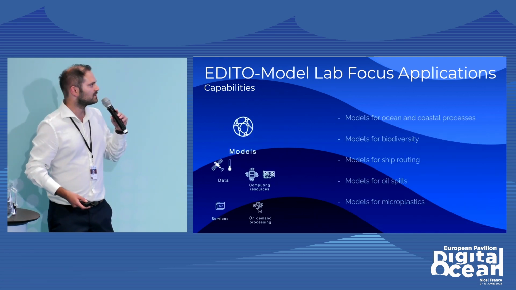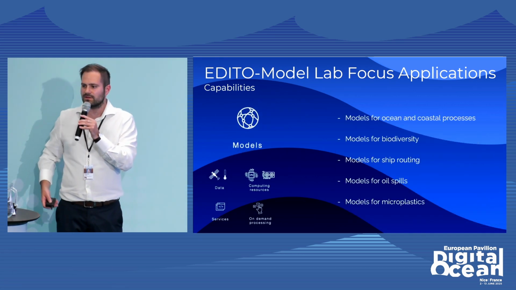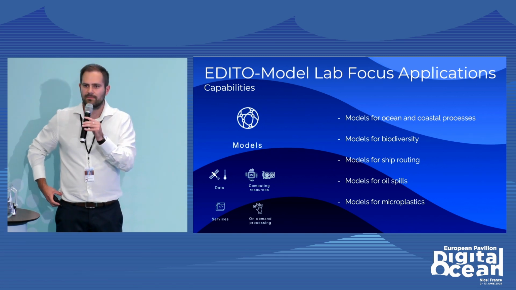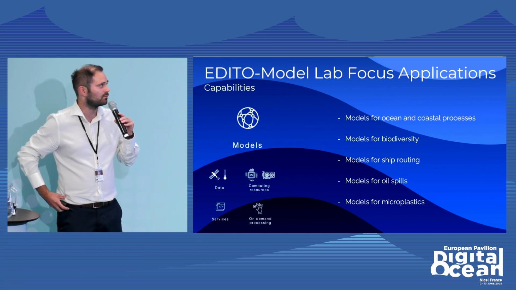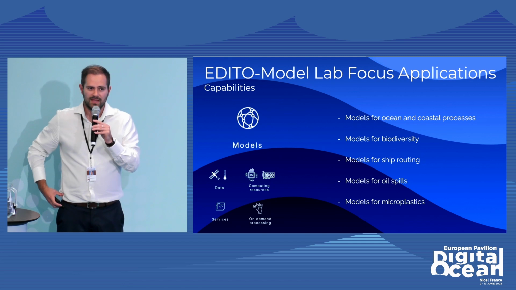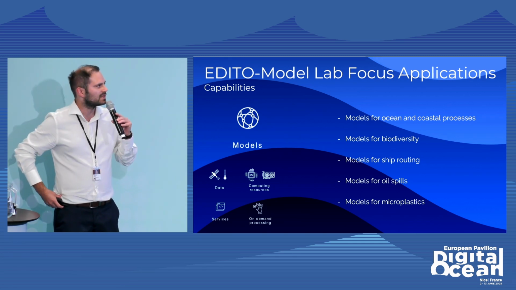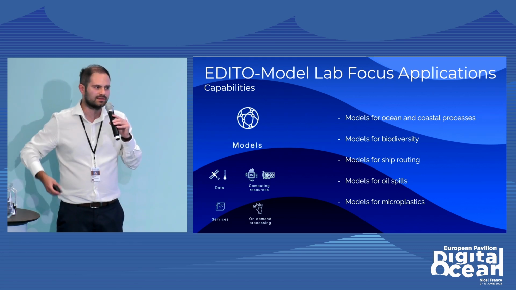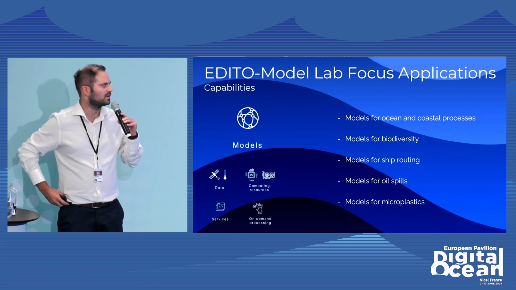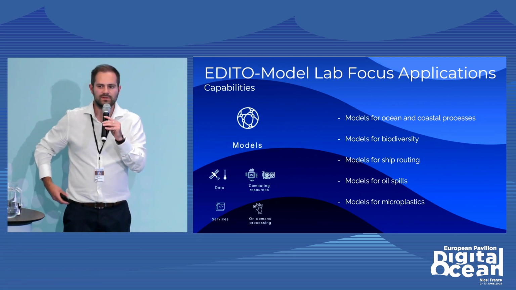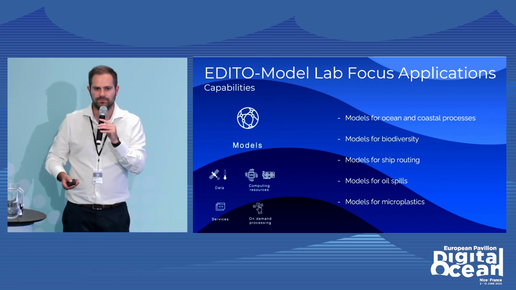Second, obviously, the models. We started in the EDITO-ModelLab consortium with the most trusted and best-known European models for ocean and coastal processes. But it's not enough to stop at physics, to stop at basic variables. So that's why we added models for biodiversity or marine protected area quantification, for ship routing and oil spills, also for microplastics. You will see some of them in action this afternoon.